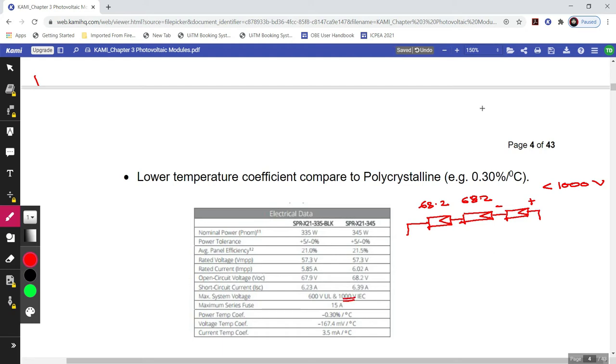Maximum series fuse is 15 ampere. So when you make a series connection, let's say this is ISC. If you make a short circuit current here, your current must not exceed the maximum series fuse. So the maximum is 15 ampere.